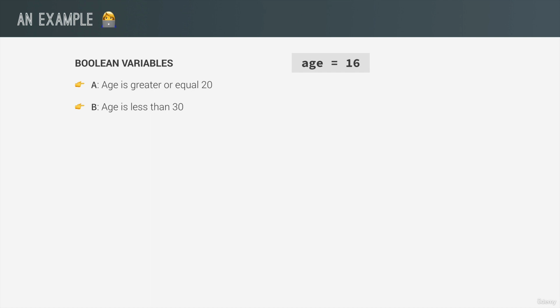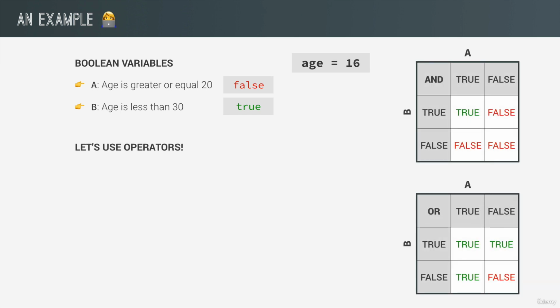So let's determine the value of each of them. So if age is 16, then age is greater or equal to 20 must be false, right? And of course it is. And age is less than 30 is true, because 16 obviously is less than 30, okay? So that's the baseline basically, and now we will start to combine these variables A and B using some logical operators. So the first exercise is the NOT operator, so not A.